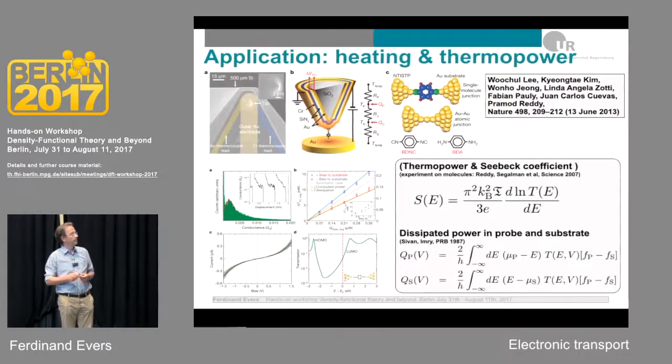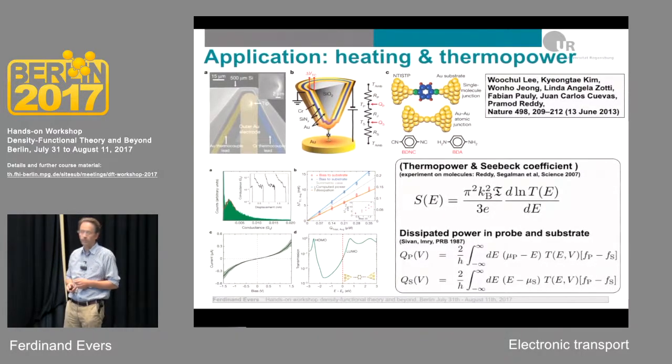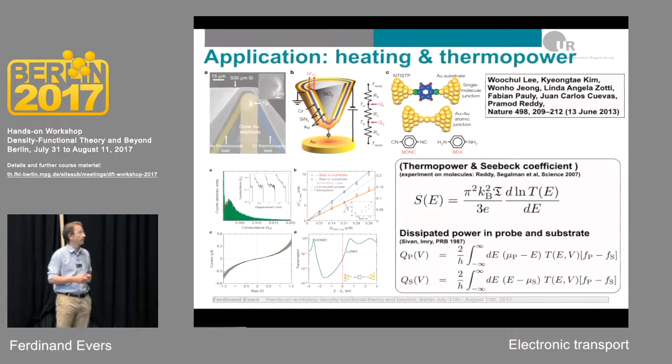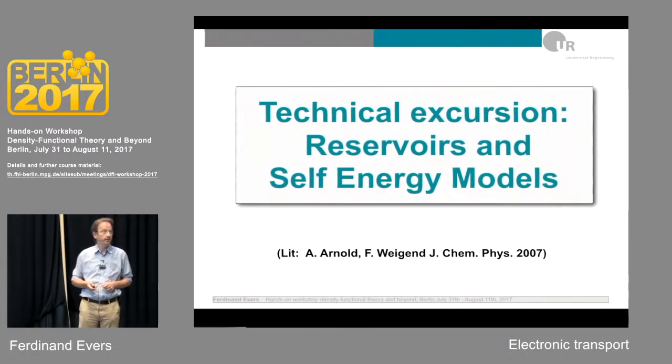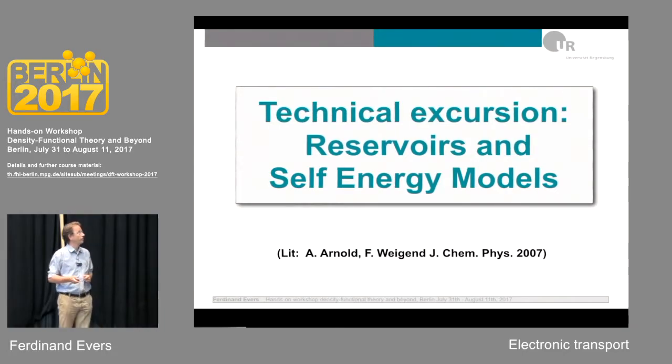Now you see the Seebeck coefficient is essentially the derivative of the logarithm of the transmission curve. So we can also calculate the Seebeck coefficient, and that's something that can again be compared to experiment. And this usually works very, very well. So this transmission type of formalism that we talk about, I think, is very powerful, for instance, in this field of molecular electronics.